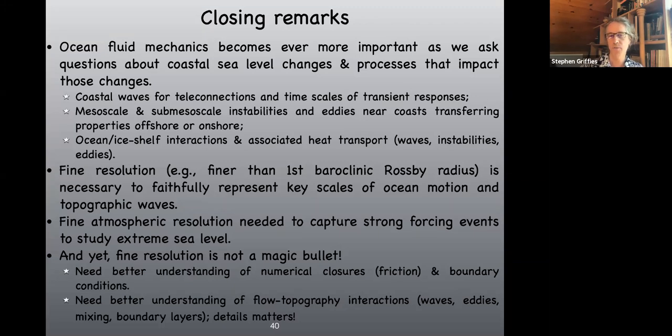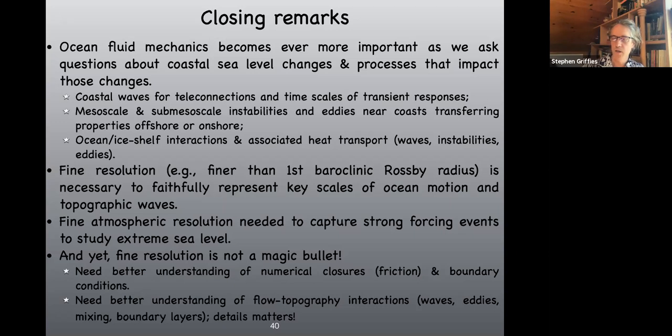We also need fine atmospheric resolution to get these strong weather events. But I want to emphasize also that fine resolution is not a magic bullet. We still need to put some emphasis on better numerics and better closures even when we go to fine resolution. And one of the cutting edge questions for the GFD people out there is the eddies and the flow and the waves and how they interact with topography. I think it's an age-old question of GFD, but it continues to be a question that's starting to be more high profile as we get models that start to do a better job of that representation.